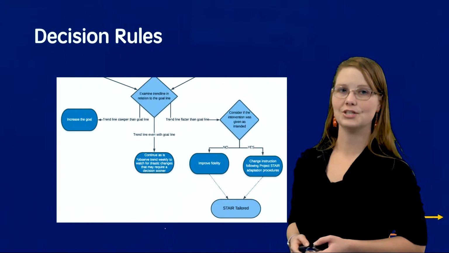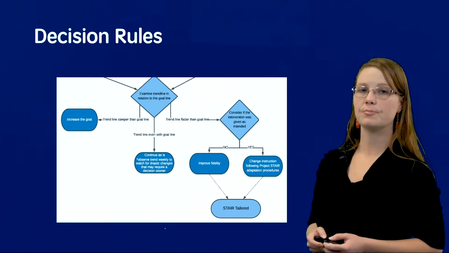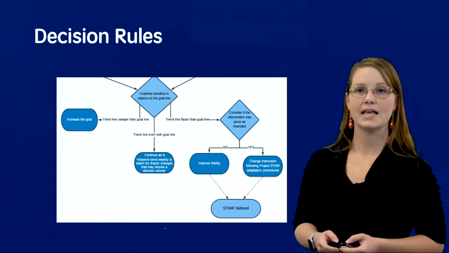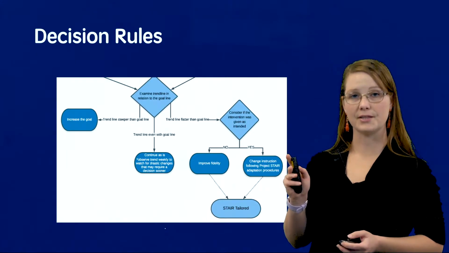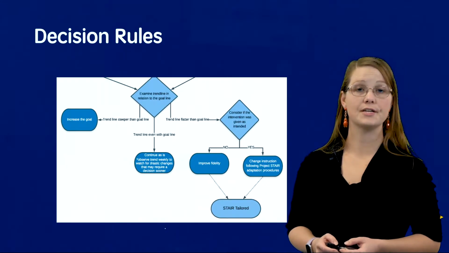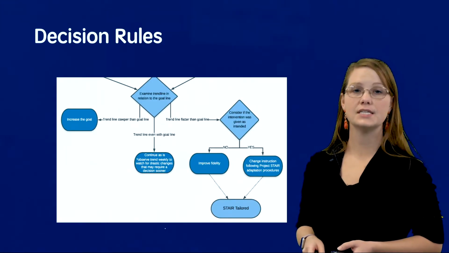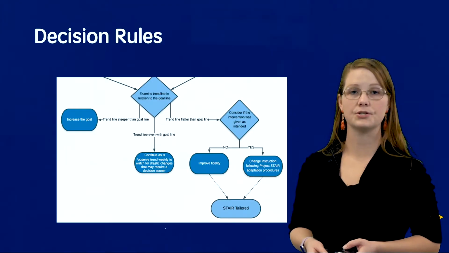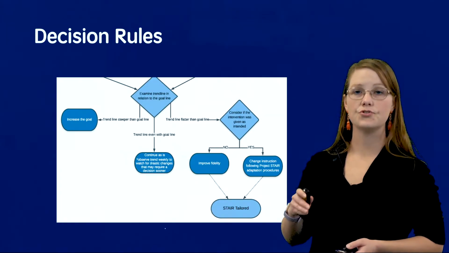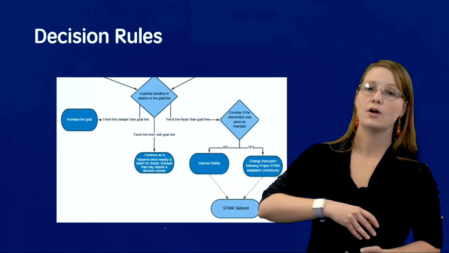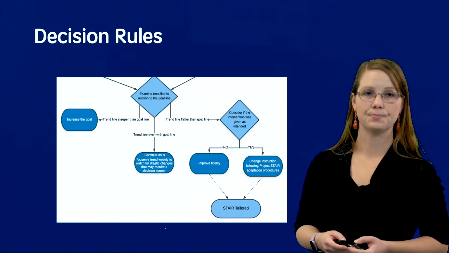This helpful flowchart shows the decision rules for progress monitoring data. If the trend line is steeper than the goal, it indicates you'll increase the goal. If the trend line is even with the goal line, you'll continue as is and continue to monitor the graph for changes. If the trend line is flatter than the goal line, you'll want to make an instructional change.